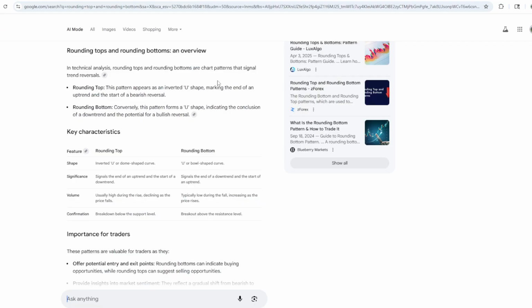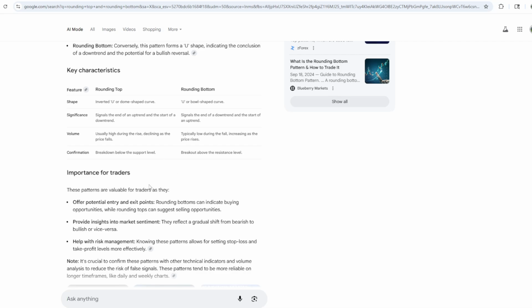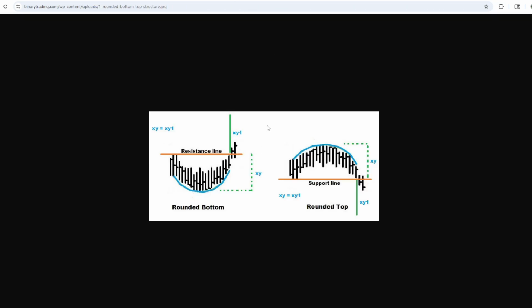For today's lesson, we're going to talk about the rounding bottom and rounding top. Here's a quick AI overview. You can pause and read it. There is an error here, though. It talks about the volume profile in the top. It's incorrect. You actually want to see high volume as the price is falling, not on the initial rise. We'll get into that in a second, but just here's a general overview for you, and you can pause and read that. But here's a visual.